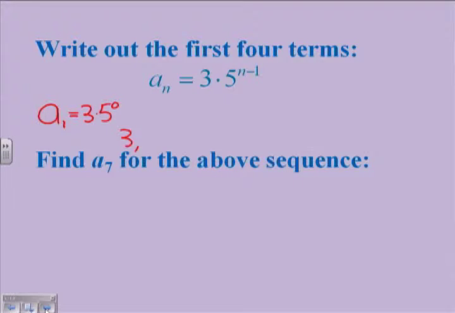Now, to get the second term, I would have a sub 2 is 3 times, now remember, that means the n is temporarily 2 throughout this whole equation. I'd have 5 raised to the 2 minus 1, or the first power, and that gives me what, 15? I believe.